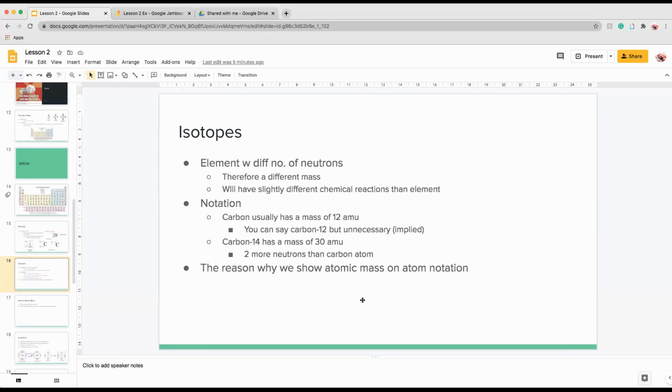When do we show atomic mass? What? Oh, I know what this is. Okay.